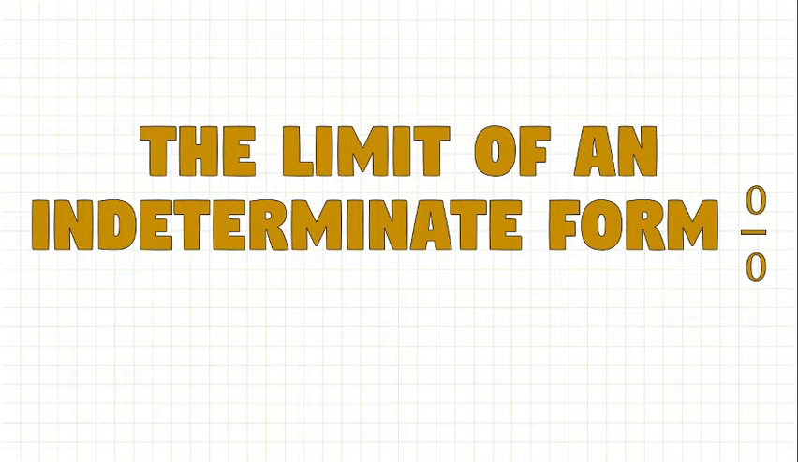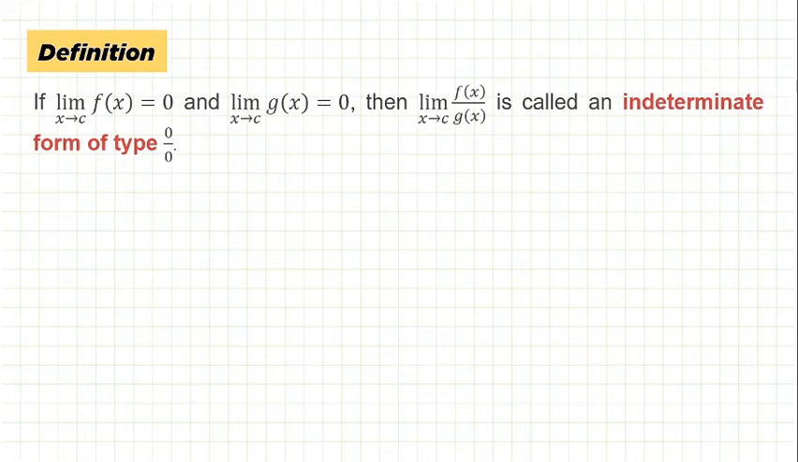Hello everyone. In this lesson, we are going to discuss the limit of an indeterminate form 0 over 0. So here, we will try to evaluate the limit of a certain function that leads to an expression 0 over 0. But before that, let us first define the indeterminate form 0 over 0.